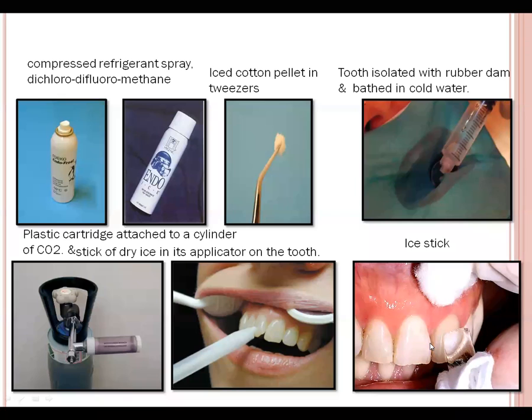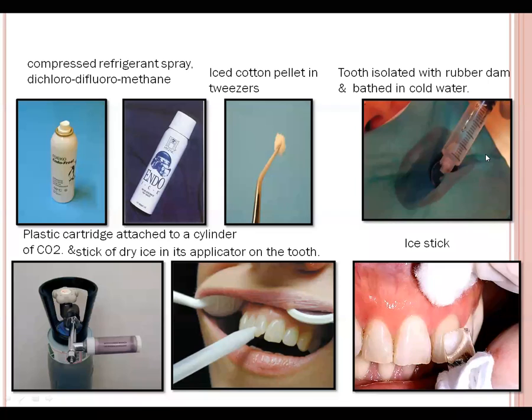If you see here, there's an ice stick which is used at the bottom right hand side. Then you can use a stick of dry ice, that is carbon dioxide snow. You can use difluoromethane, which is most commonly used. The first and the second picture on the top are the ones which are locally available in the market as well. And finally, you see a rubber dam napkin is placed with the rubber dam obviously, and ice cold water is poured onto the tooth surface.